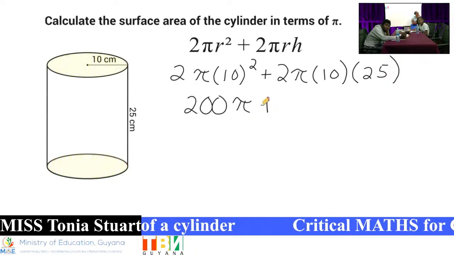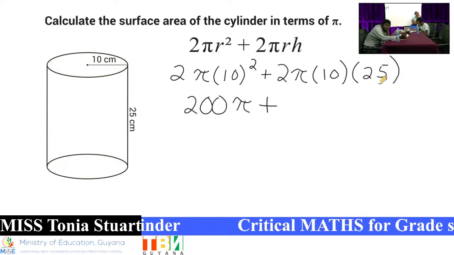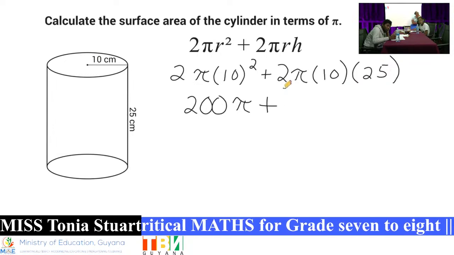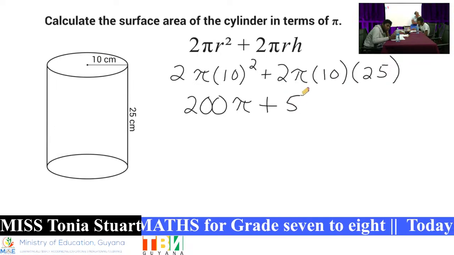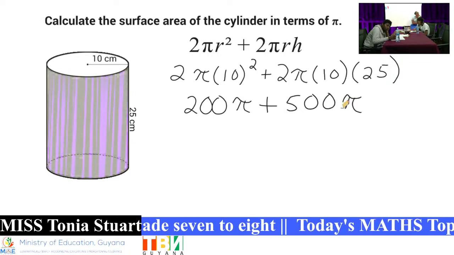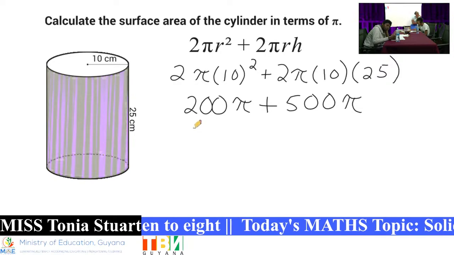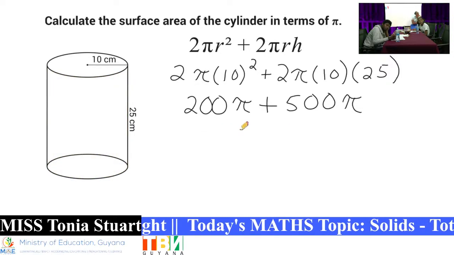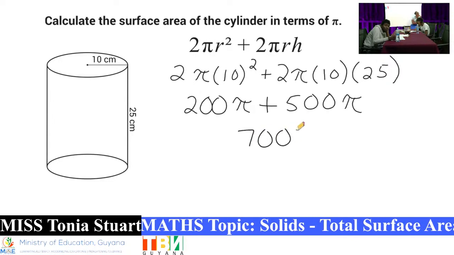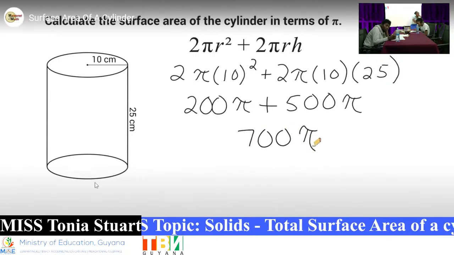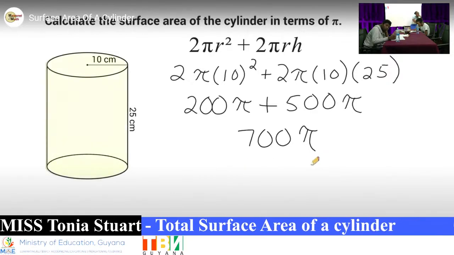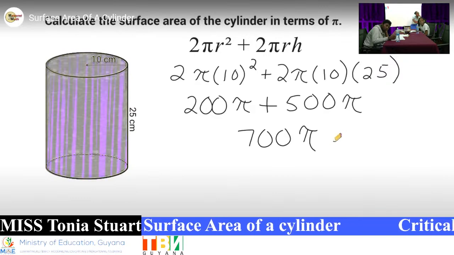And to the right of our plus sign, we have to multiply 25 times 10, which is 250, and 250 by 2, which is 500. So 500 pi would give us the lateral area of our cylinder. And next we can combine these two terms here by adding 200 pi and 500 pi, which is 700 pi. So it was actually that simple. The surface area of the cylinder in terms of pi is 700 pi square centimeters.